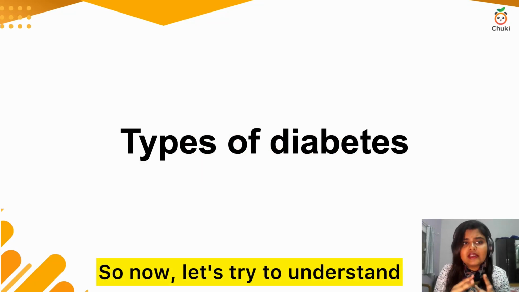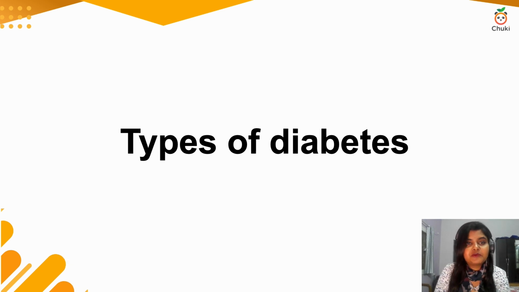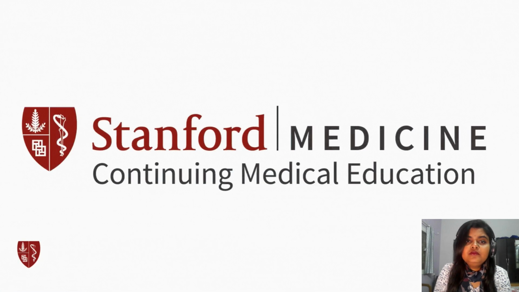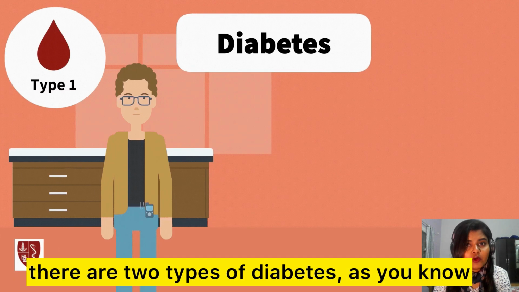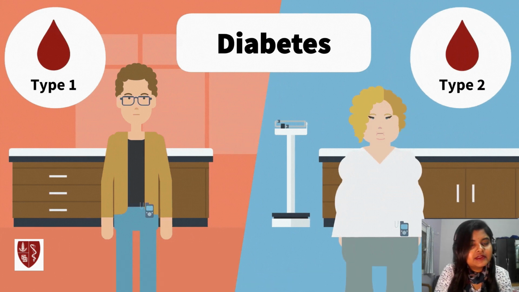Now let's try to understand what the different types of diabetes are. The main ones are type 1 and type 2. Let's understand them in detail. So there are two types of diabetes, as you know, type 1 diabetes and type 2 diabetes, right?